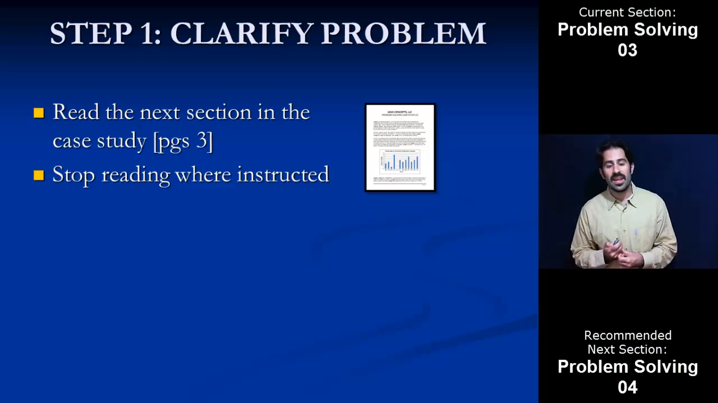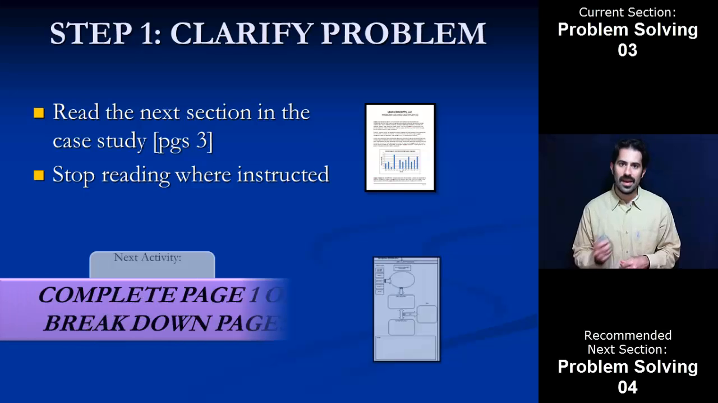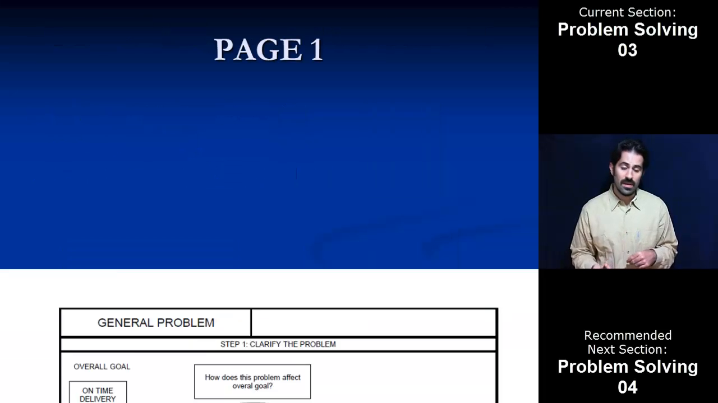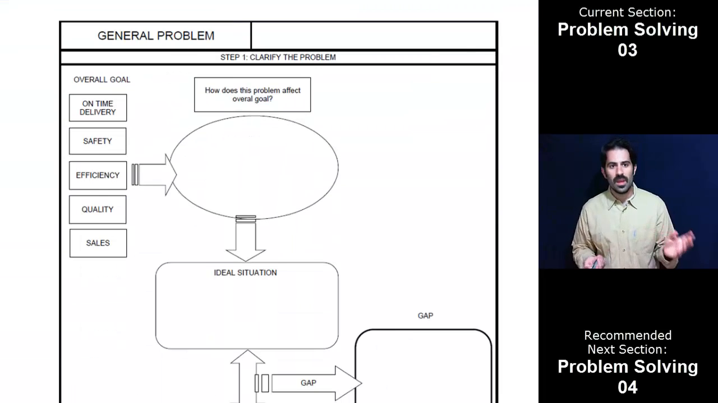So the first step for that is we're going to clarify the problem. For step one, we'll read the next section in the case study, stop where it's instructed, and then we'll pick up with the first page and the breakdown pages. Pulling page one up, the first thing we want to do is the general problem. Let's throw that in there. In this case, it's the chambers not meeting the customer's requirements.